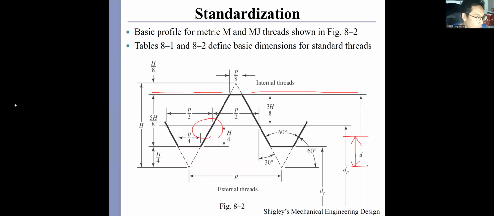Okay, so here is the defined geometry. You can just look at it. I think it's not quite difficult to understand, right? We have this major diameter here, the largest diameter, and the pitch diameter, dp, which means the gap width equals the tooth width, right? And the root diameter, or we can call it the minor diameter.